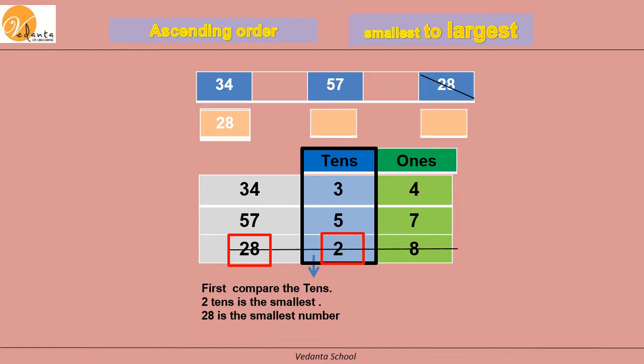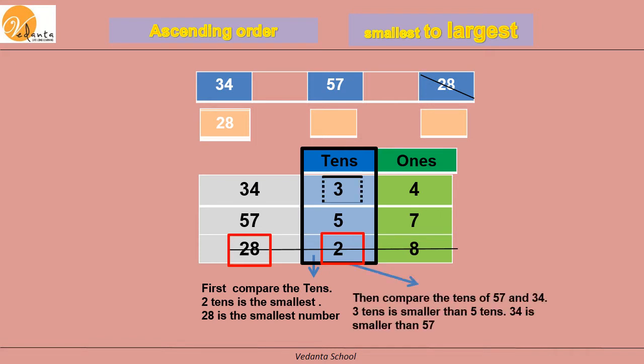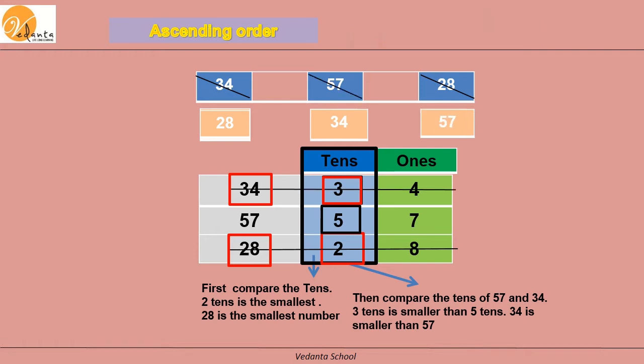Okay. So next what you do is, we still have a comparison to make. You can compare the 3 and 5 in the tens place. So what do you notice? 3 is smaller than 5. So 34 is smaller than 57. So you will cross that over there and write it in the second place. The last is 57.